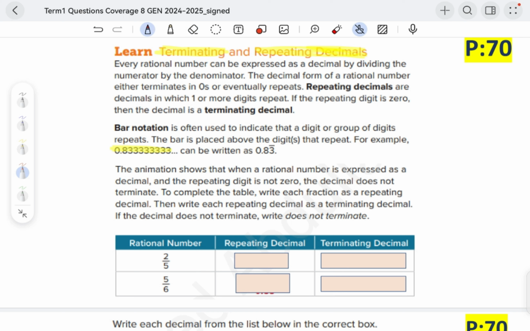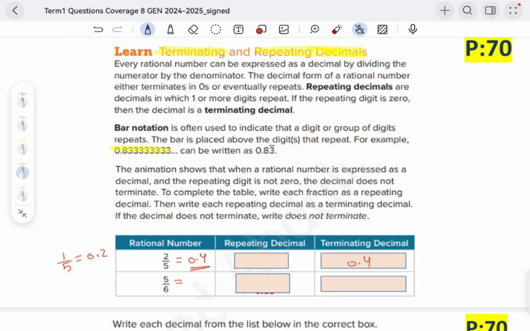Here I want to write 2/5 in decimal form. We know from the table that 1/5 is 0.2, 20%. 2/5 will be double the value, so it will be 0.4. Is it repeating or terminating? We have a finite number of digits, so it's a terminating decimal.